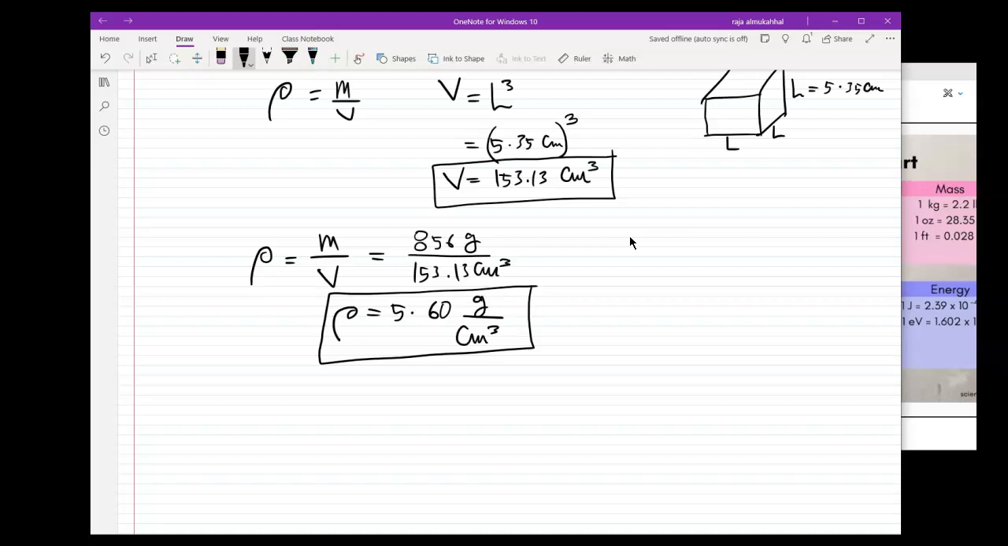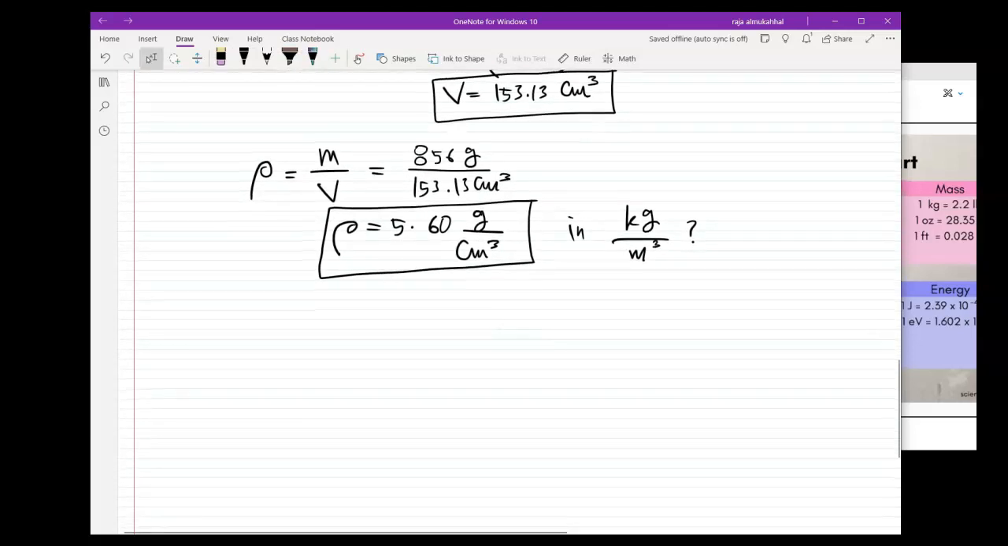So the next step now is I want to convert the unit into kilograms per meter cubed. So how do I do that? Well, we do the same thing, but before I do it, I am going to convert centimeter cubed into meter cubed. This is maybe the hard part, okay? How do I do that? Well, what is the relationship between meters and centimeters? I know that 100 centimeters is equal to 1 meter, okay?